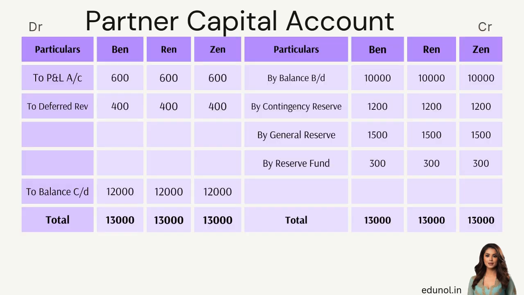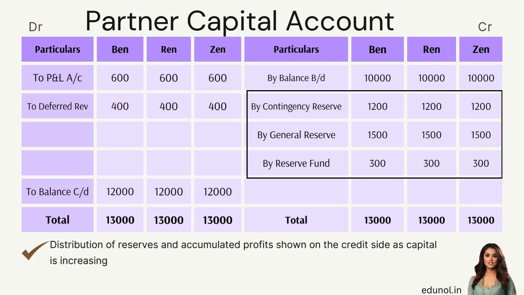Distribution of accumulated profits will increase the partner's capital. So it will be shown on the credit side of partner capital account. In the example question, on the credit side of partner capital account, we will write distribution of each reserve separately. By contingency reserve, 1,200 rupees in each partner amount column. By general reserve, 1,500 rupees in each partner amount column. By reserve fund, 300 rupees in each partner amount column.